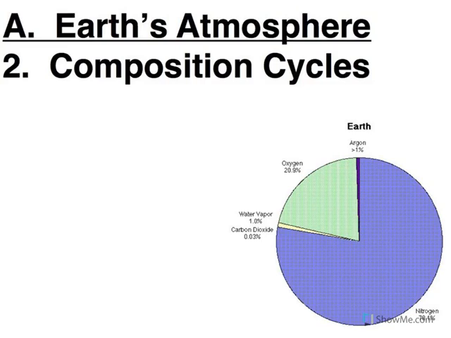Composition cycles in Earth's atmosphere. When we look at the elements found in Earth's atmosphere, what we find is that these remain more or less in balance, and that has to do with how these elements cycle both into the atmosphere and out of the atmosphere.